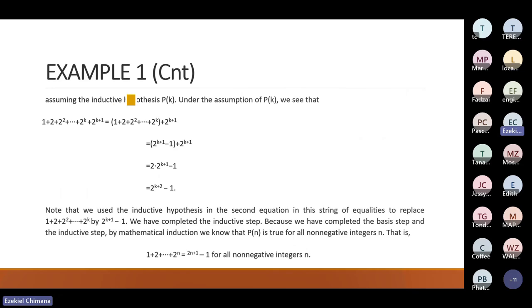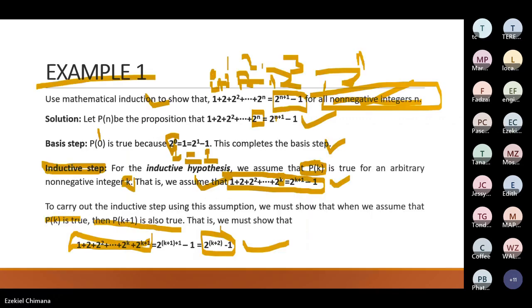Assuming the inductive hypothesis P of K, under the assumption of P of K, we see that this one for K plus 1 is equal to this one. If you look at these values, this whole part is the same as this part. This part is just the same as this part that we have here.